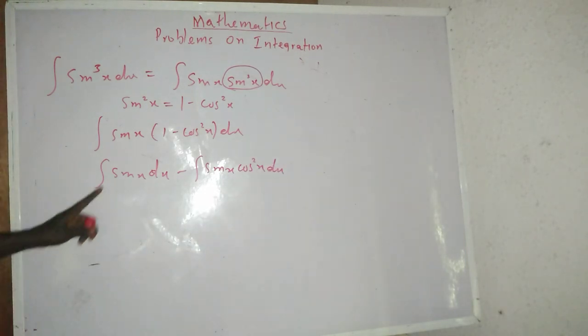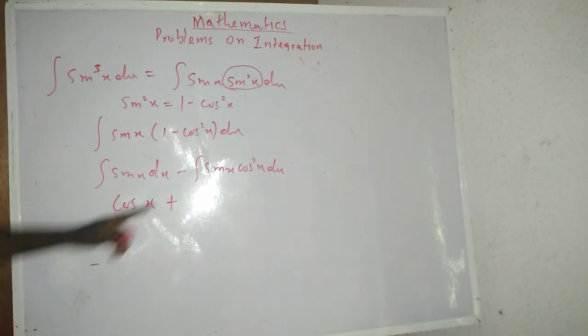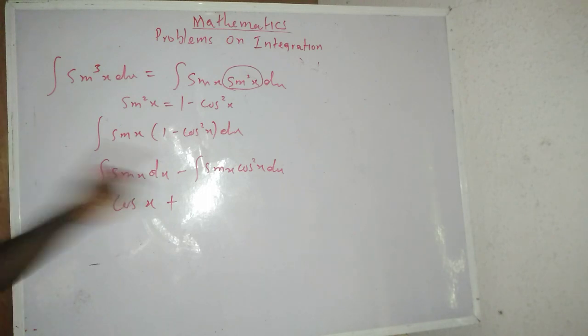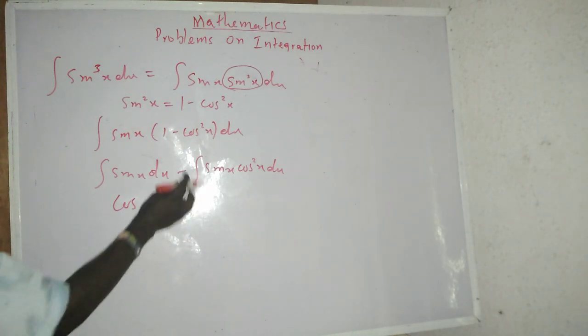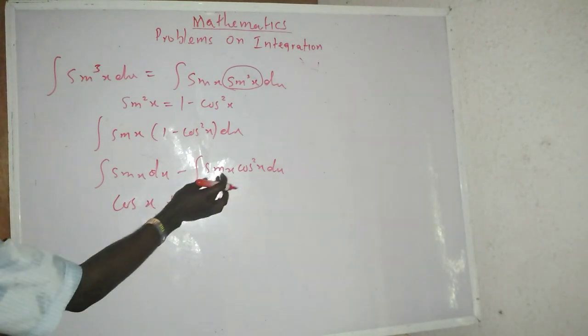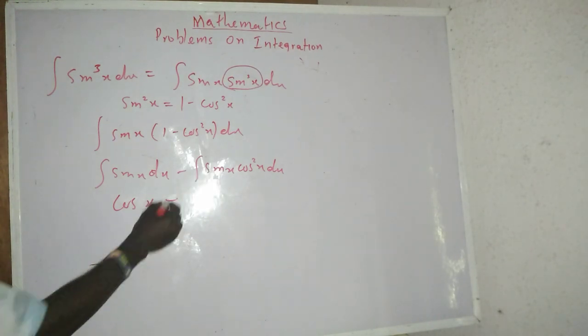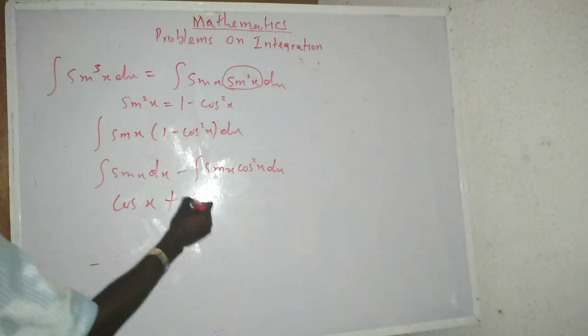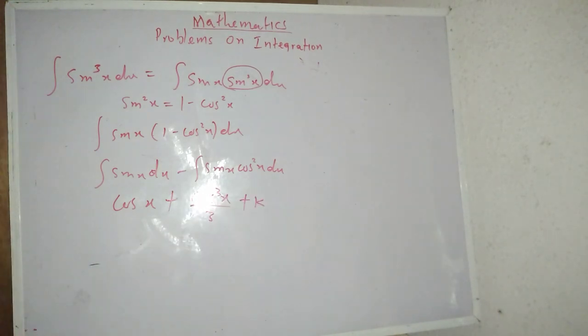Now, the first one will give me minus cos x, I won't have a problem there. For the second one, the same way, just put u as cos x, and once you differentiate, a minus will be generated here. When a minus meets the minus, we'll be having plus. So we'll have minus cos x plus cos cubed x all over 3 plus K. That is my final answer.